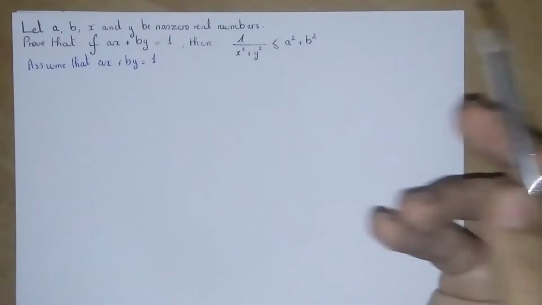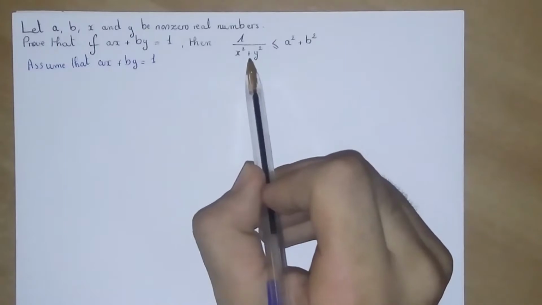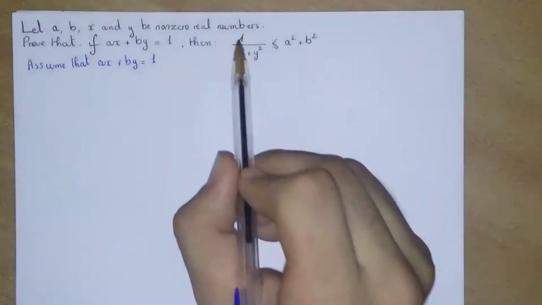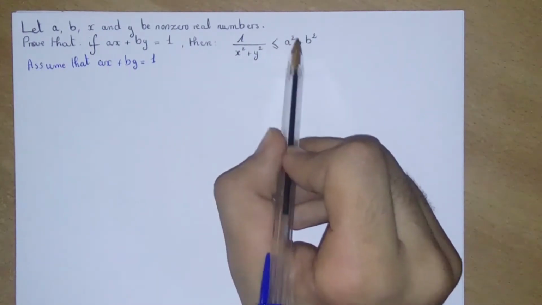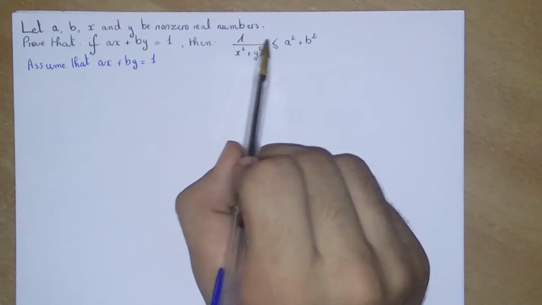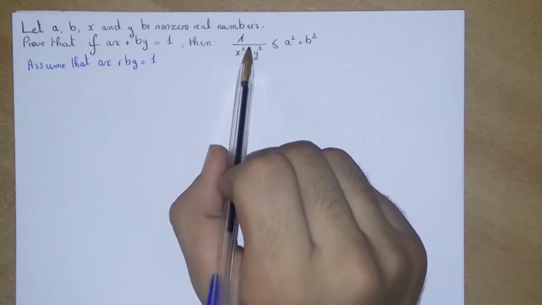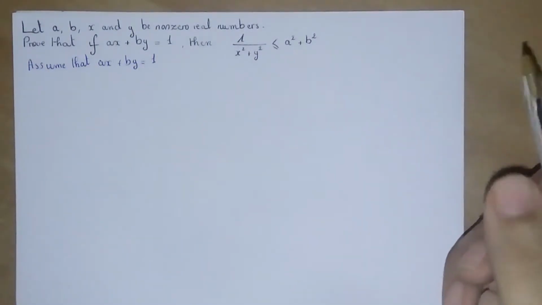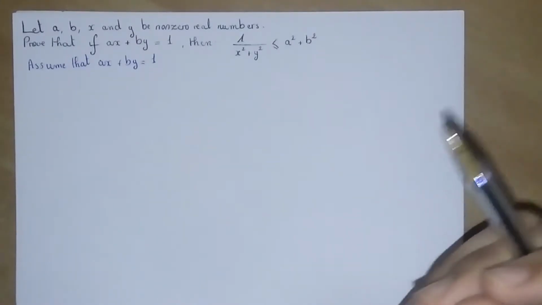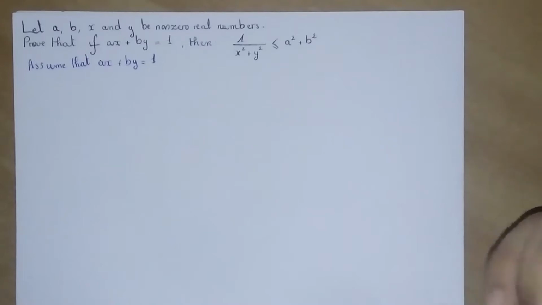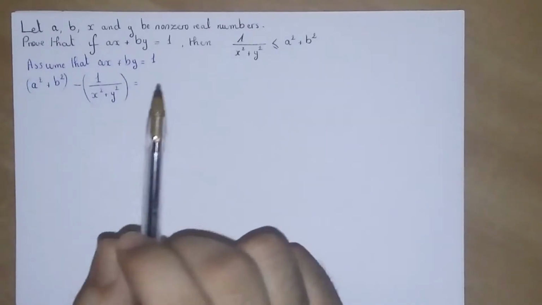So for example, here I have to prove that this number is bigger than this number. So I can calculate 1 over x squared plus y squared minus a squared plus b squared in brackets, or the other way around. I prefer to calculate this number minus that so that it gives me a positive number, because positive numbers are generally a bit easier to work with than negative numbers. So now I'm going to calculate the difference between these two numbers.